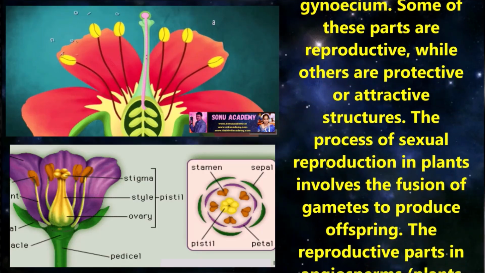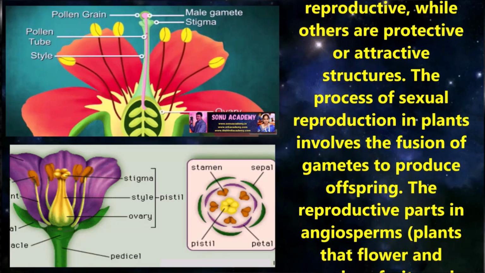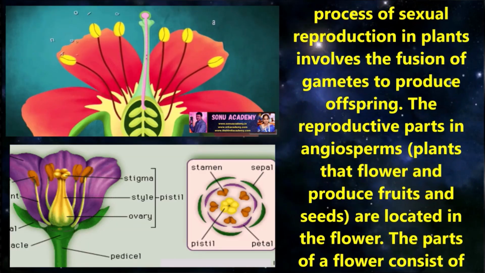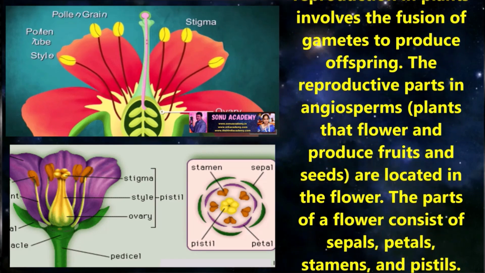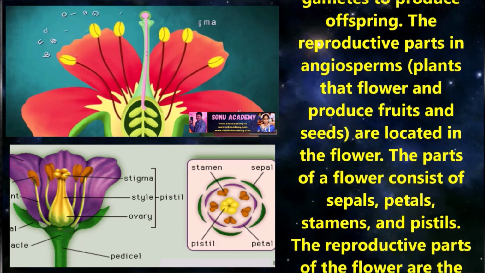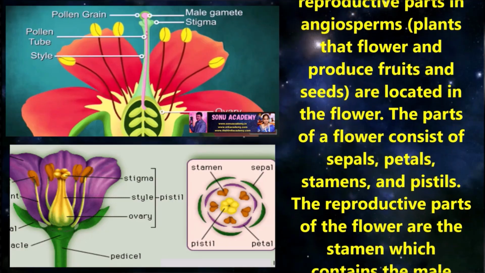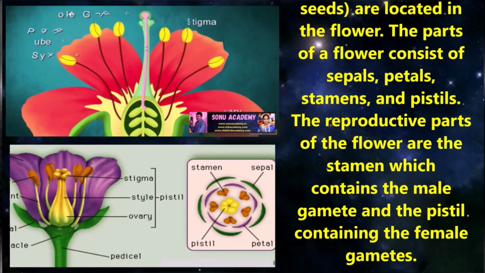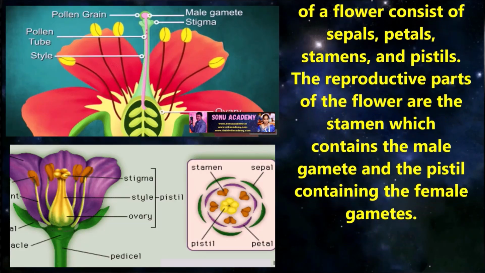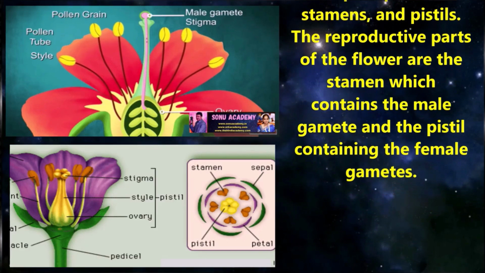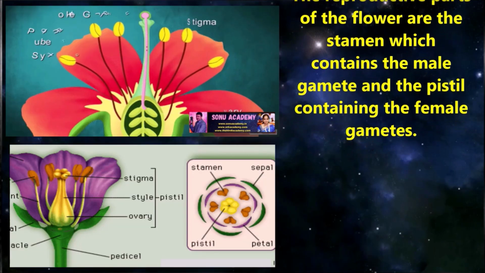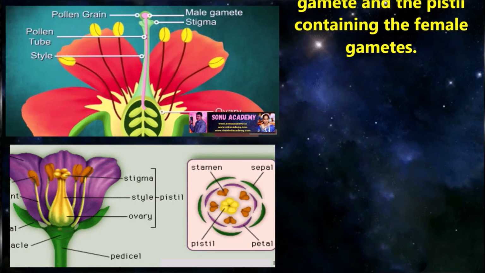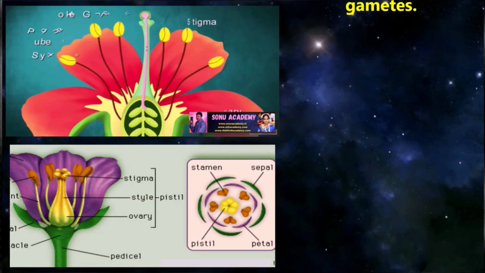The process of sexual reproduction in plants involves the fusion of gametes to produce offspring. The reproductive parts in angiosperms, plants that produce flowers, fruits and seeds, are located in the flower. The parts of a flower consist of sepals, petals, stamen and pistil. The reproductive parts of a flower are the stamen, which contains the male gametes, and the pistil, which contains the female gamete and is also called the female reproductive part of a flower.